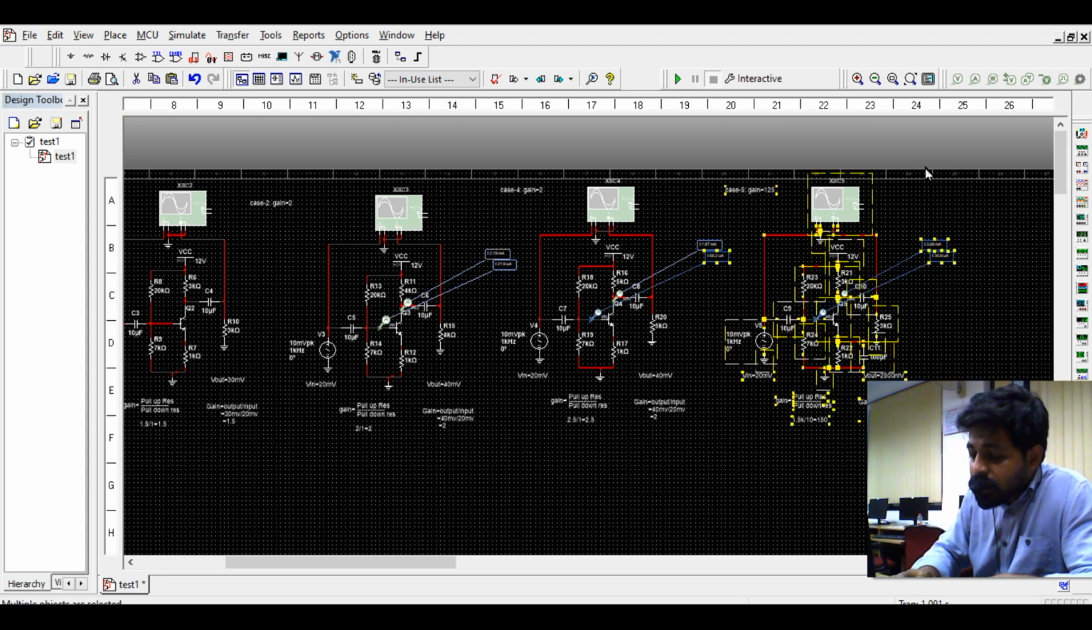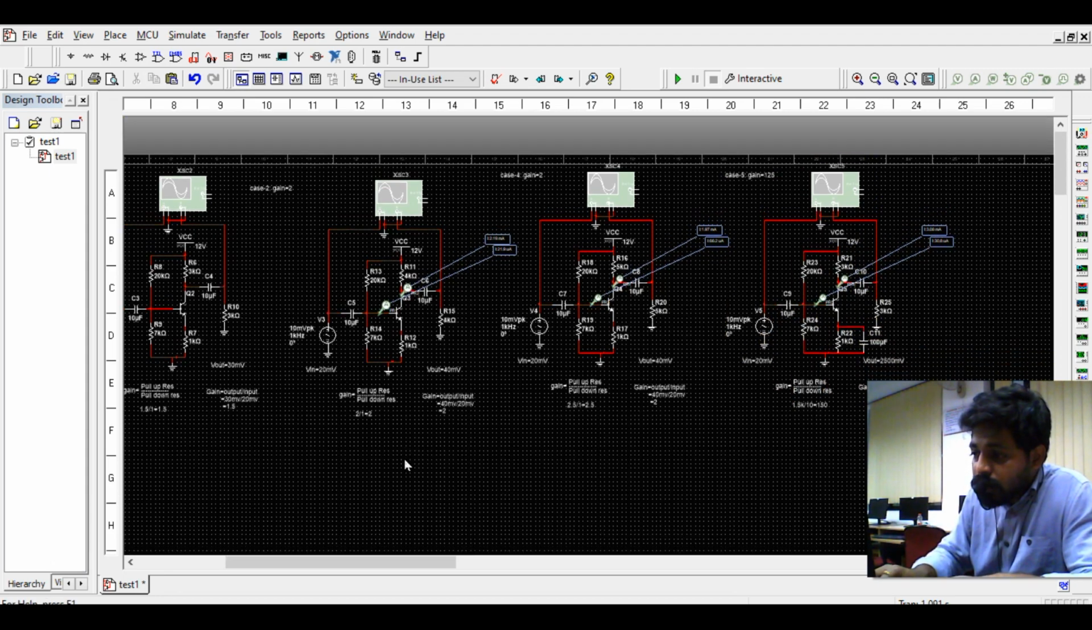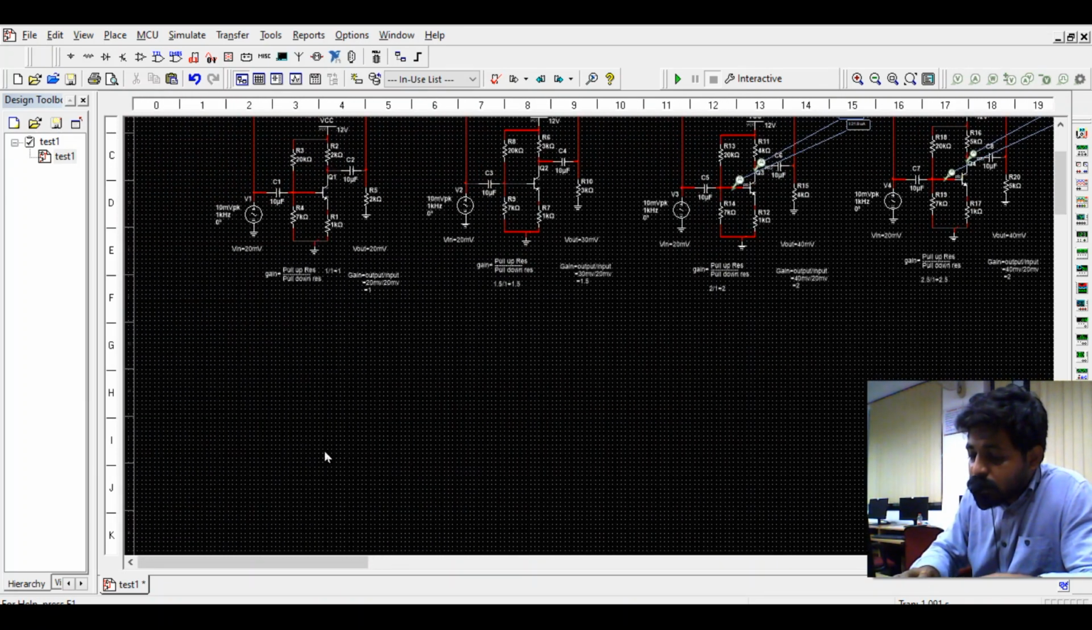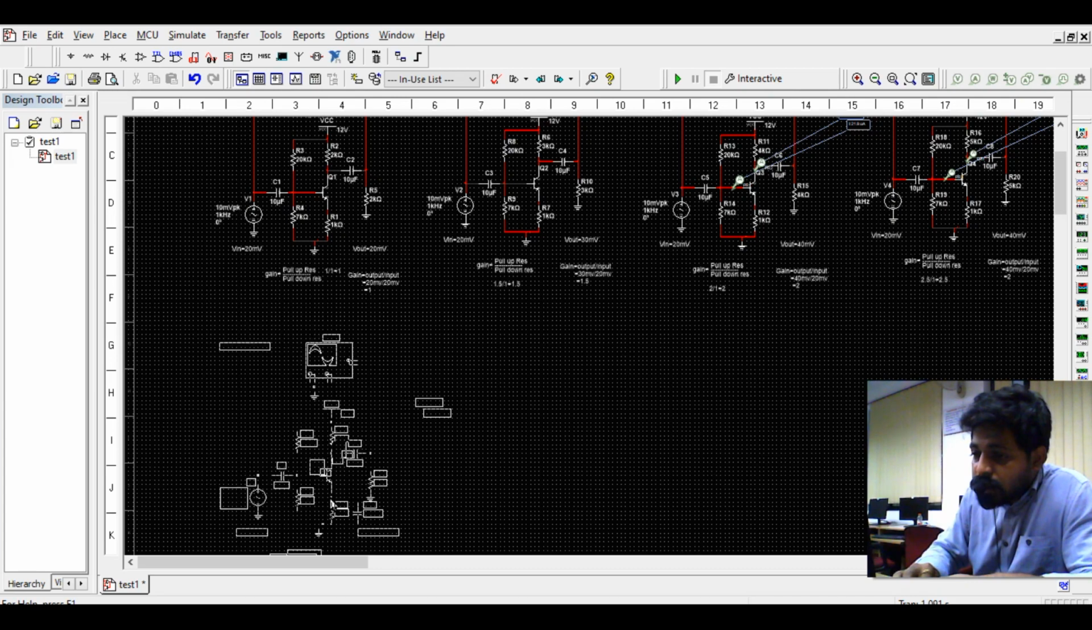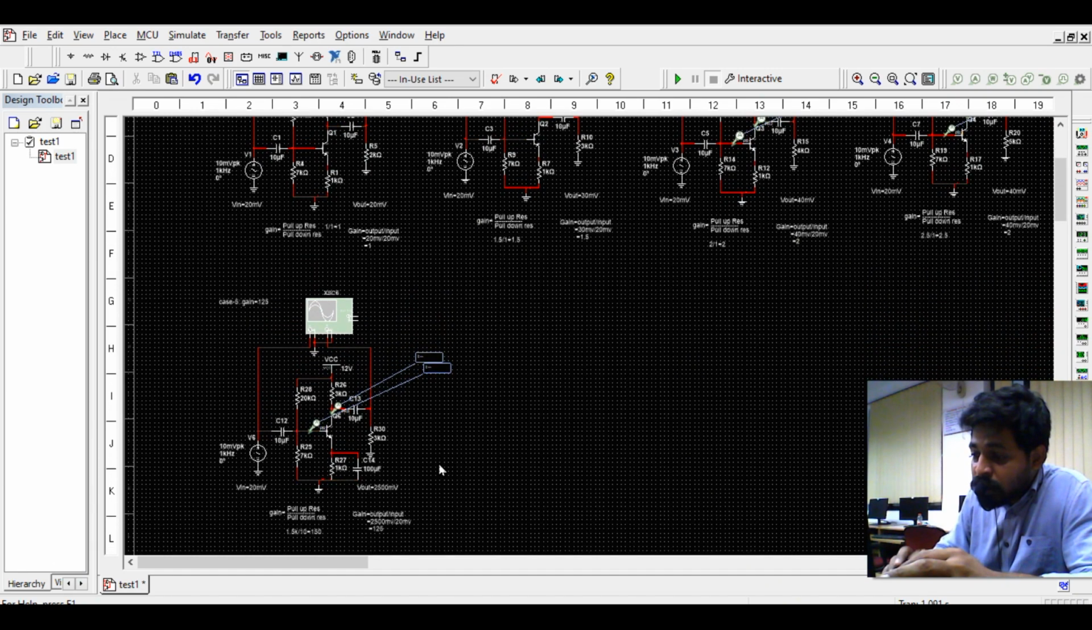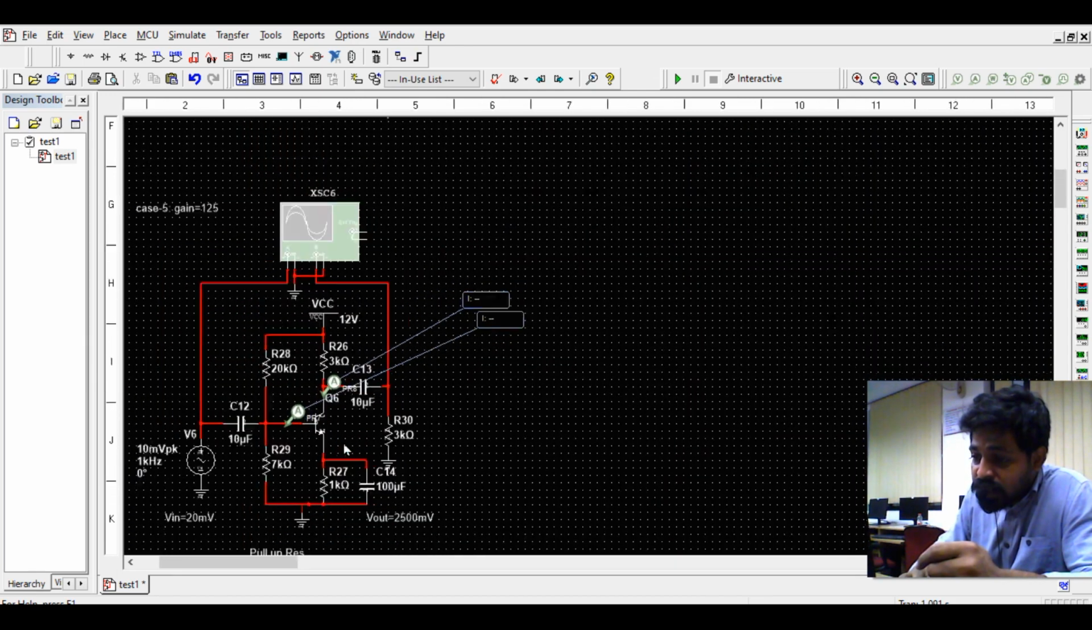We'll copy the same case once again. So in the sixth case, as of now I was worried about increasing the gain itself, but while increasing the gain, I couldn't consider other parameters. So now I will go with another parameter called phase shift. Is my circuit going to give the phase shift of 180 degrees or not?